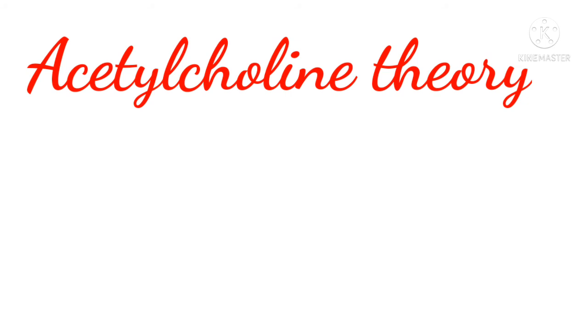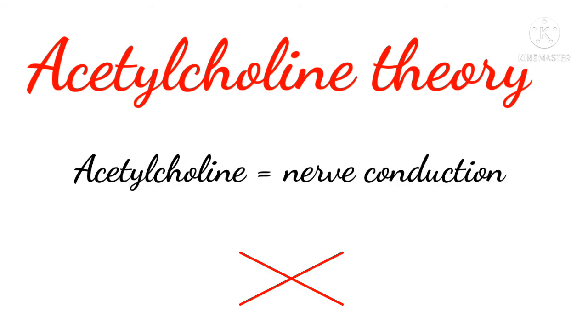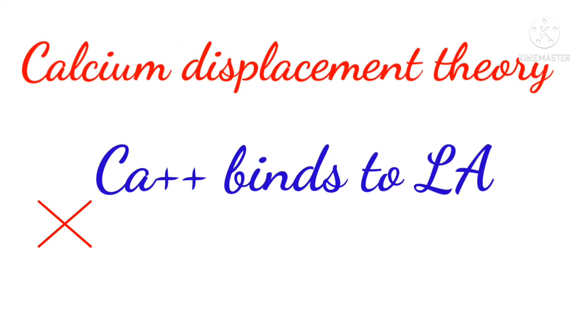The next theory is the acetylcholine theory. According to this theory, acetylcholine is responsible for nerve conduction. This is not true. Acetylcholine is not involved in nerve conduction, and hence this is not accepted. The next theory is the calcium displacement theory. According to this theory, the calcium ions get displaced from the calcium receptor site, then LA binds there, thereby inhibiting nerve conduction. This is not true, and hence this is also not accepted.